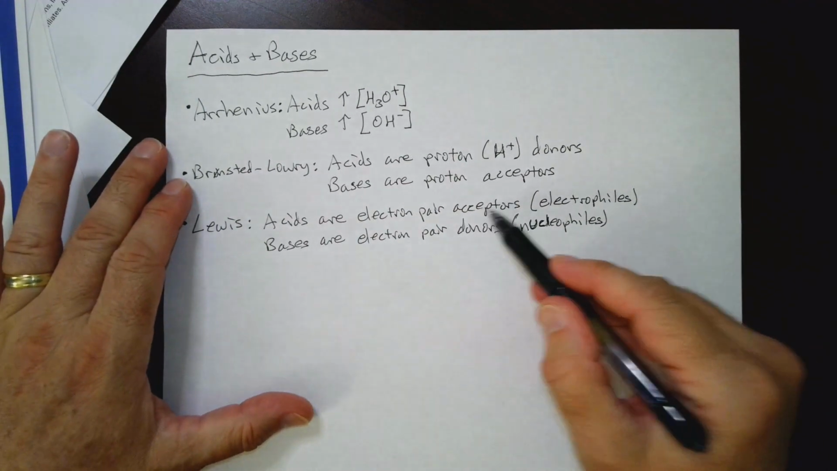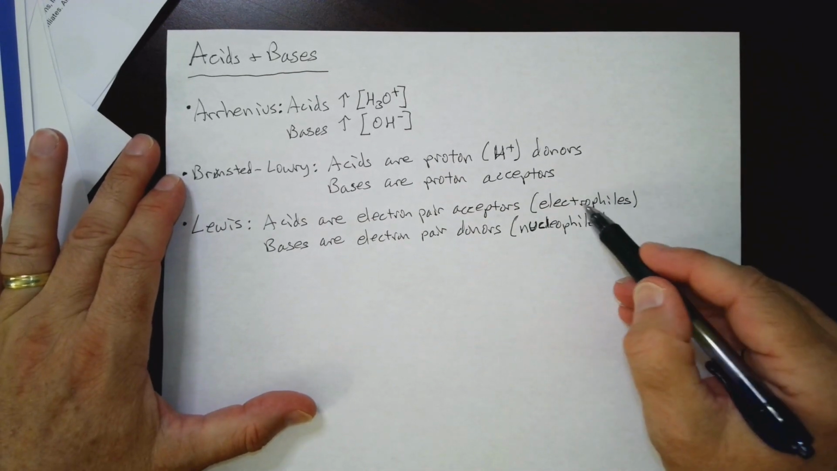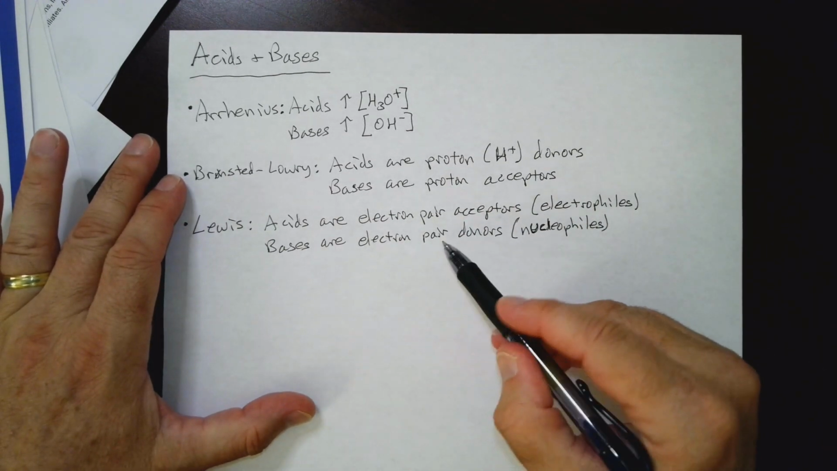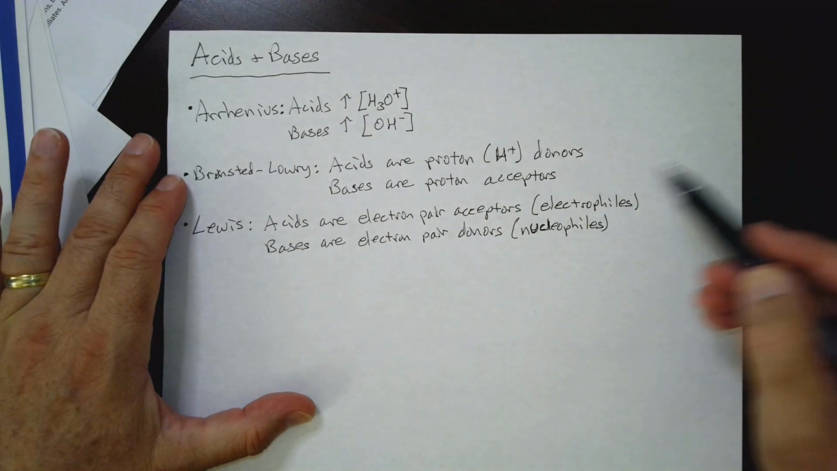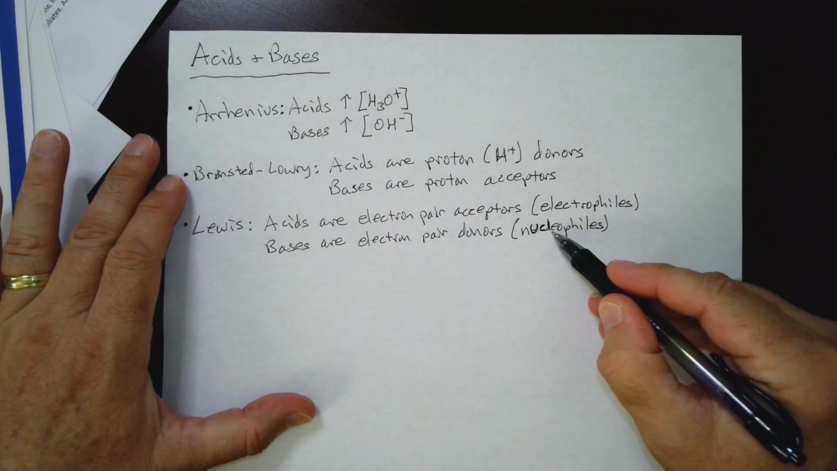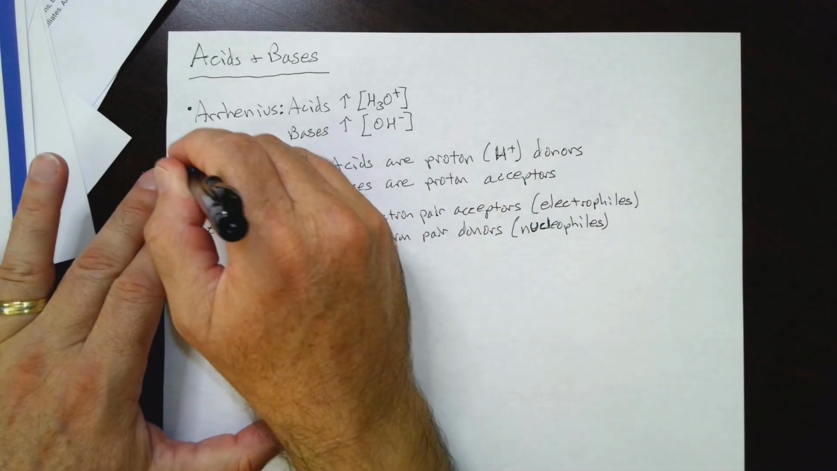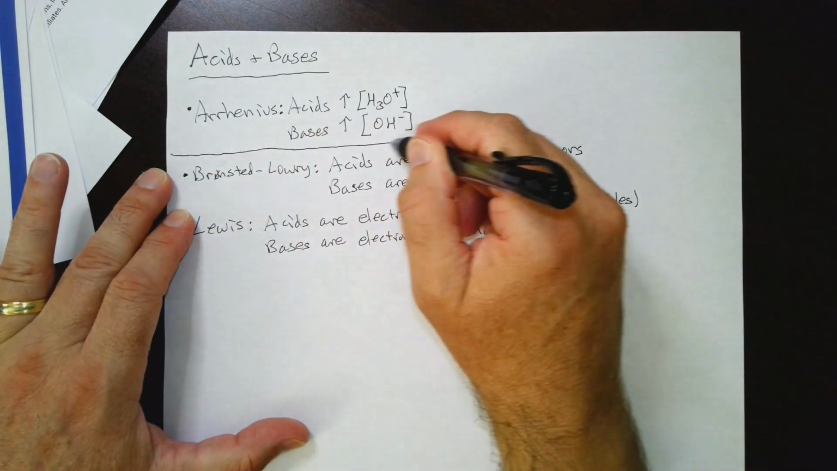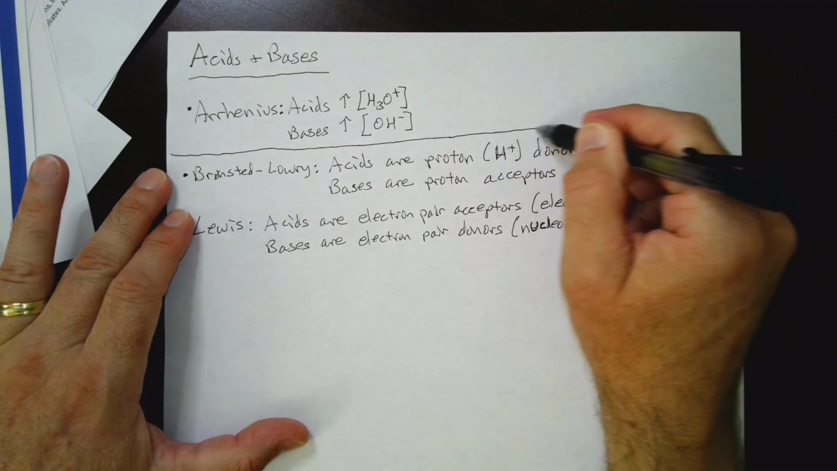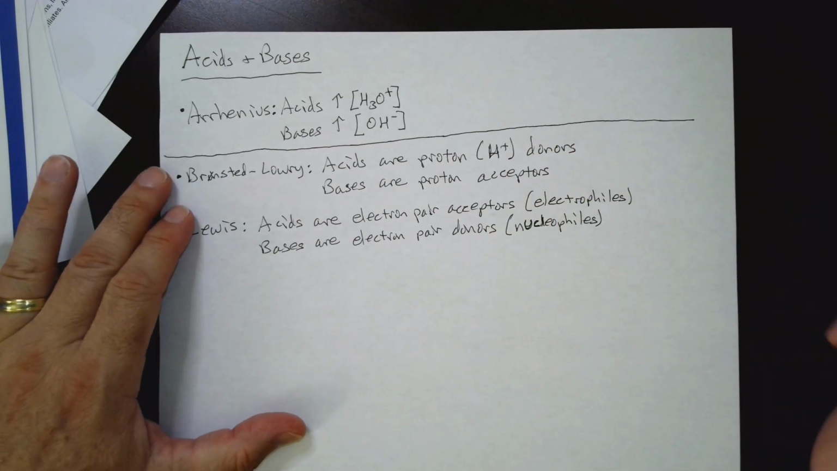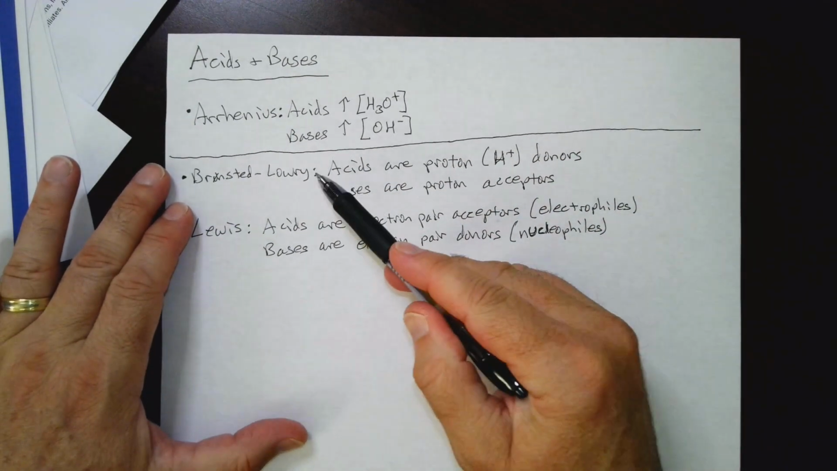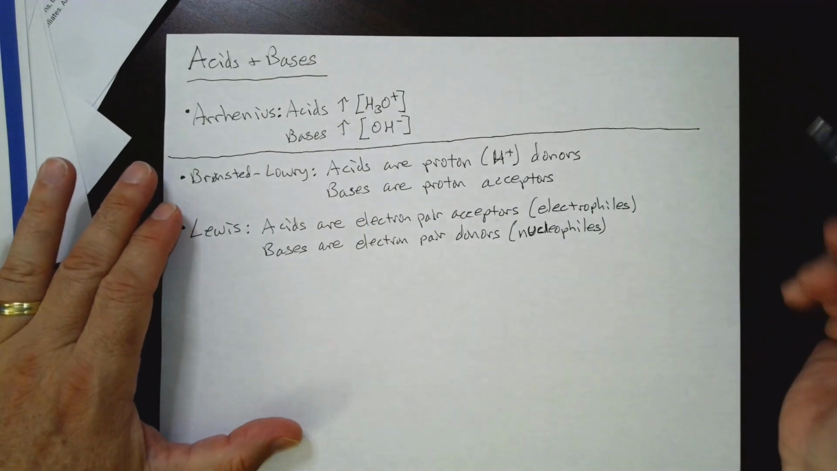So an electron pair acceptor is something that likes electrons, so it's an electrophile. An electron pair donor will donate electrons to another nucleus, hence they are called nucleophiles. Now, we really don't care too much about the Arrhenius definition. It's actually not terribly useful for our purposes. We're going to focus on the Bronsted-Lowry definition and the Lewis definition.